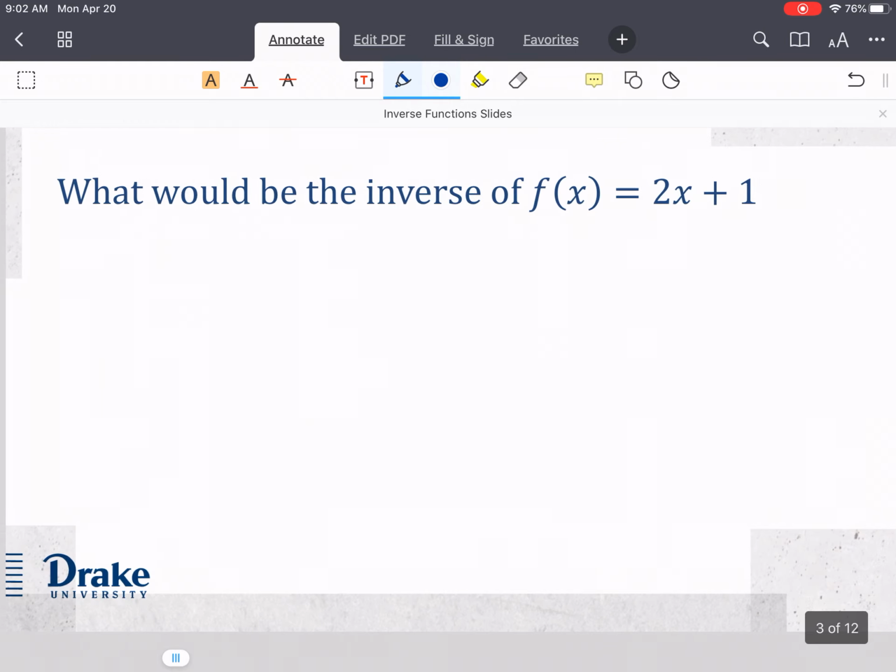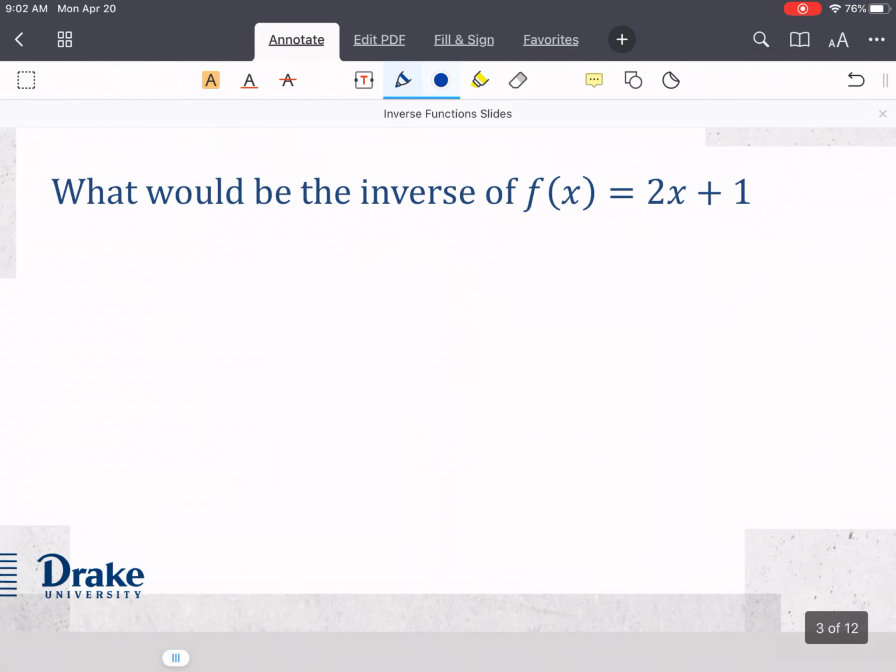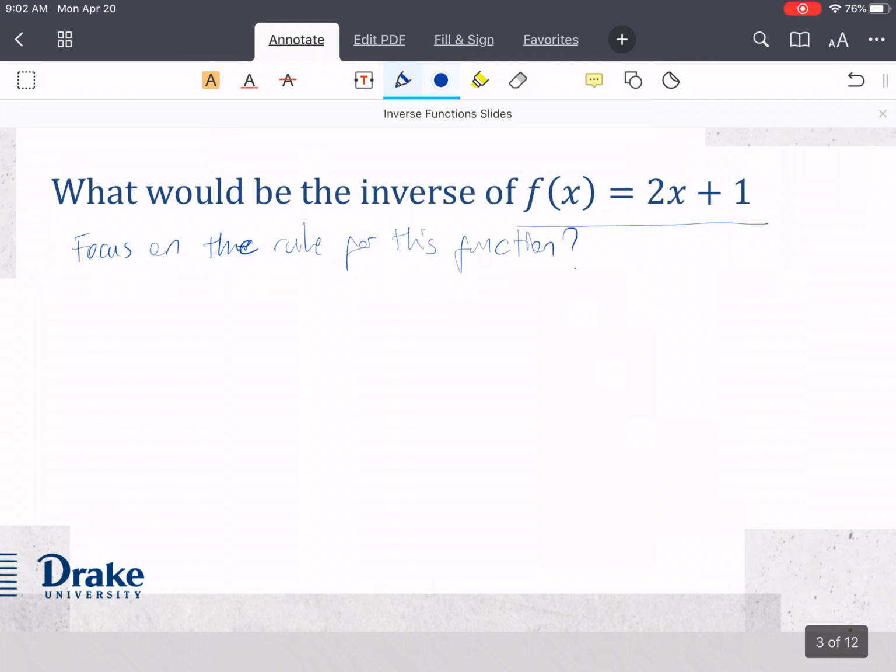Okay, in order to illustrate this better, I'm gonna take a look at this example. I'm gonna use a slightly unconventional way to illustrate this input-output relationship. So here's what I'm gonna do. I would like to take a look at this function. But first, I like to focus on the rule for this function. I like to understand what this function does.